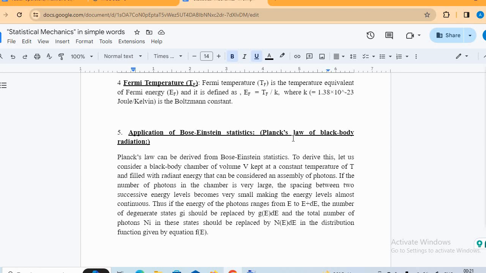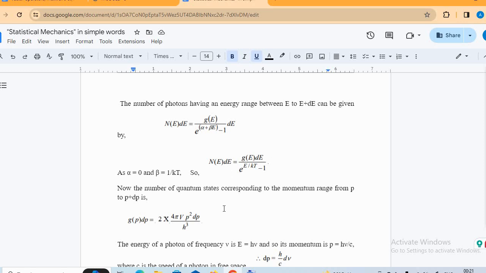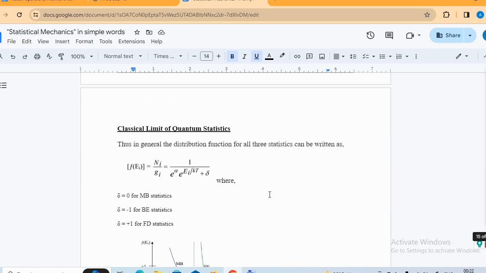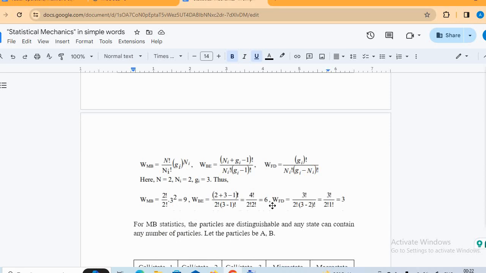In the same way, we can use Bose-Einstein statistics and, using the distribution function, calculate the number of particles. Finally we came up with the expression derived by Planck. Then we discussed the concept of the classical limit. At very high temperature and low density, they are almost parallel to each other and behave similarly. Then we have the idea about the distribution of particles in different statistics. We are able to calculate the distributions and the thermodynamical probability for Maxwell-Boltzmann, Bose-Einstein, and Fermi-Dirac.